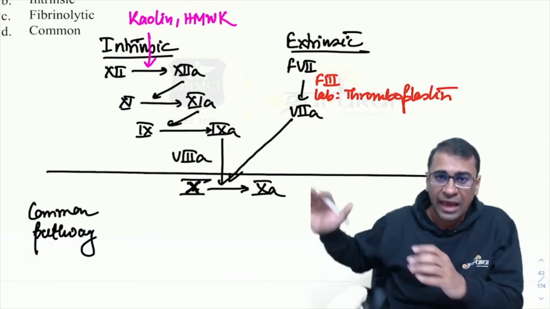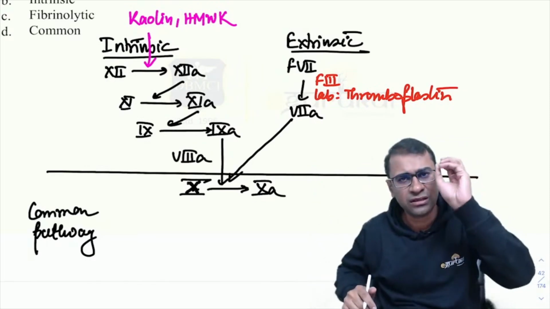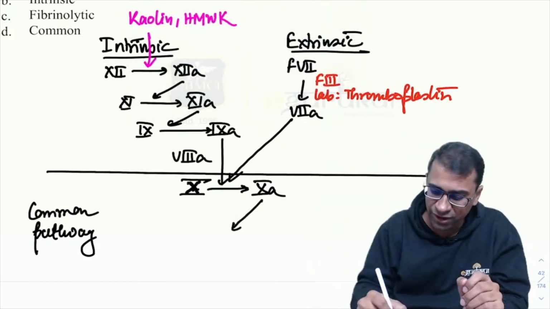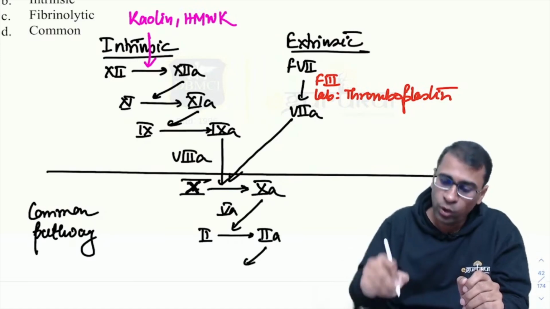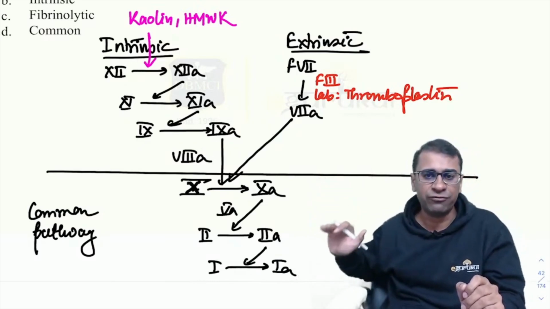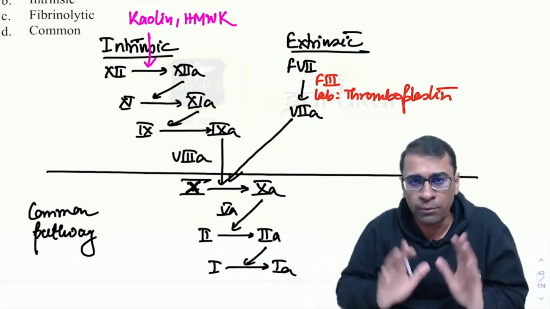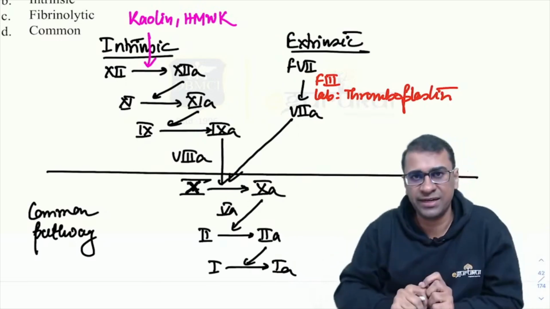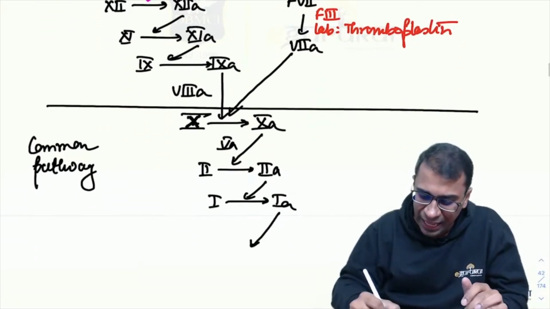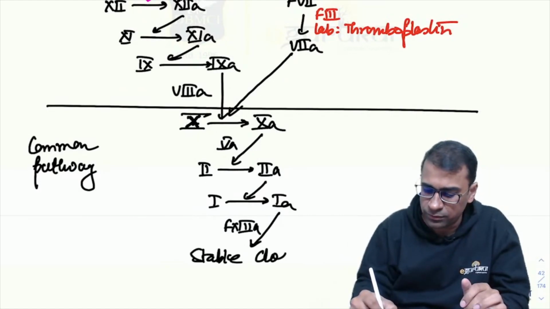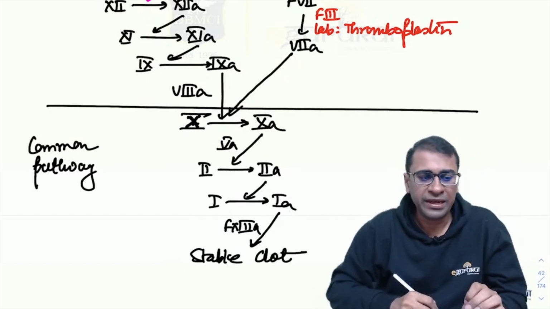Now look, 10A and onwards is very simple to remember. Just think like this. This is the rule of half. And how to remember the rule of half? Half of 10 is 5. So 5 helps, and half of 5 is 2. And 2 helps, and half of 2 is 1. So remember, in the common pathway, there's 10, half is 5, half is 2, half is 1. As simple as that. So the common pathway follows the half rule: 10, 5, 2, 1. Now this factor 1A is then acted upon by factor 13A to make it a stable clot.